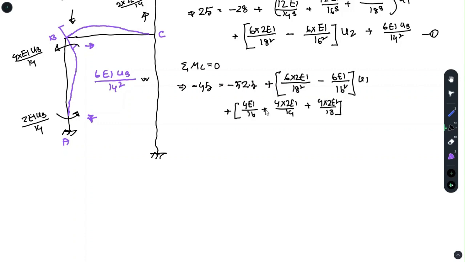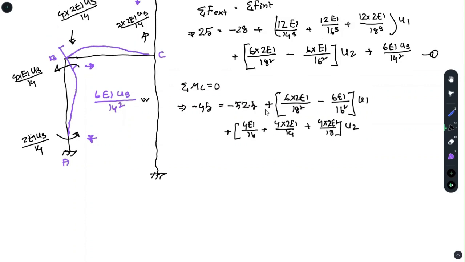All the moments are under Doki u2. So we'll get another moment at point C, which is 2 multiplied by twice EI u3 over 14. So we have got another moment which is twice multiplied by twice EI u3 over 14. So this is our second equation.